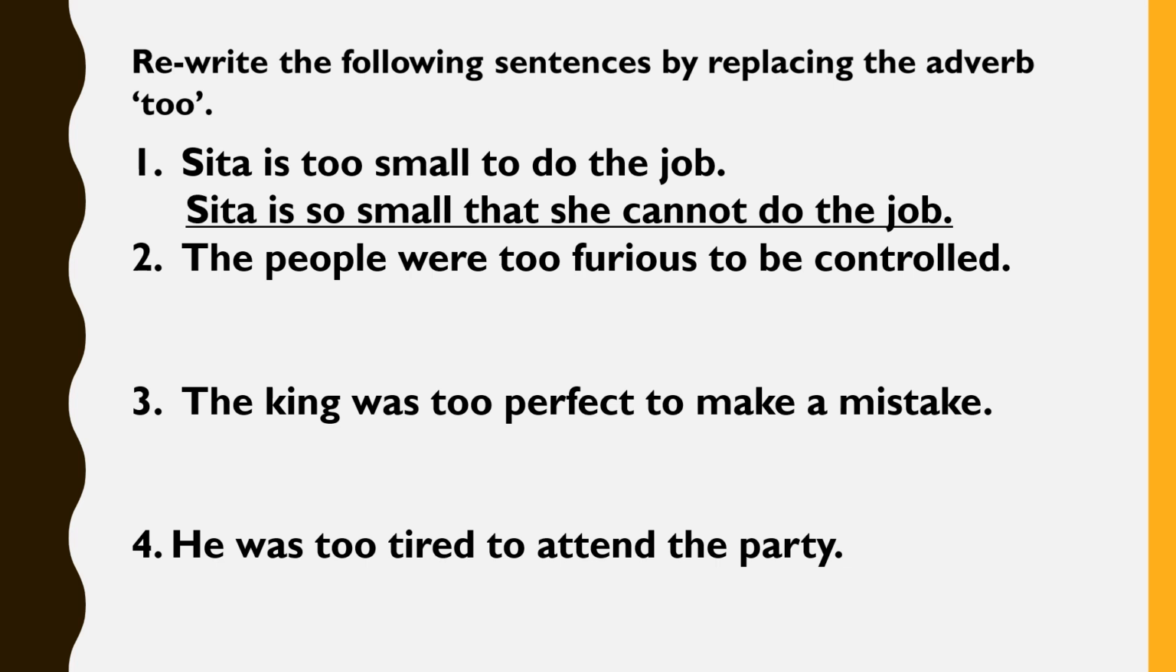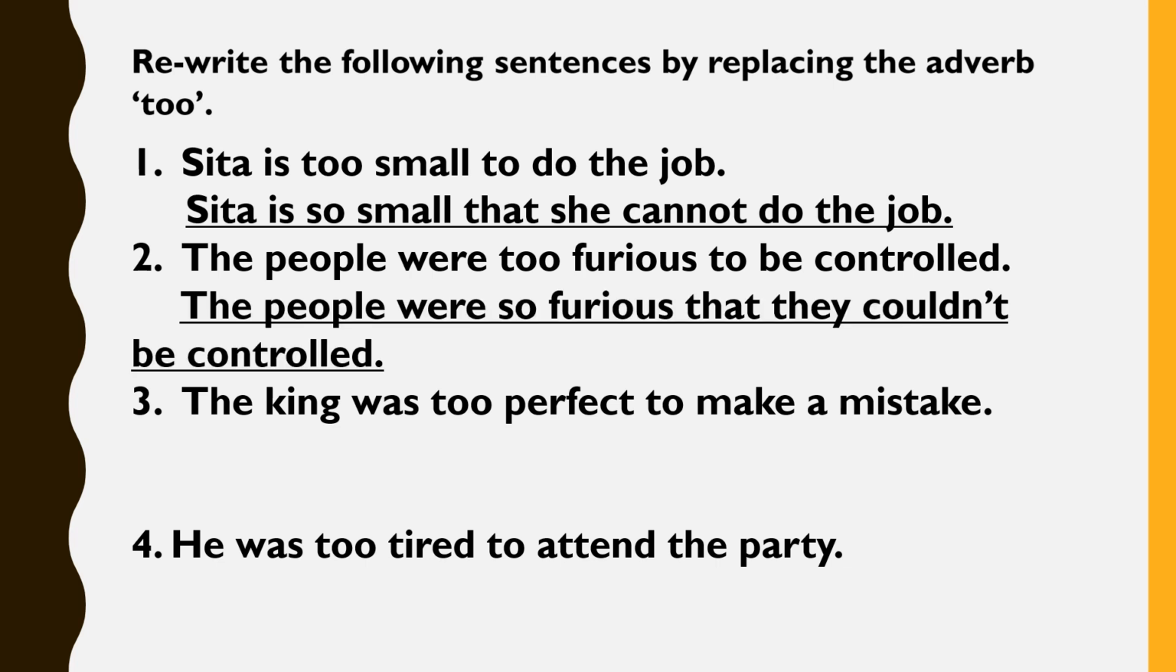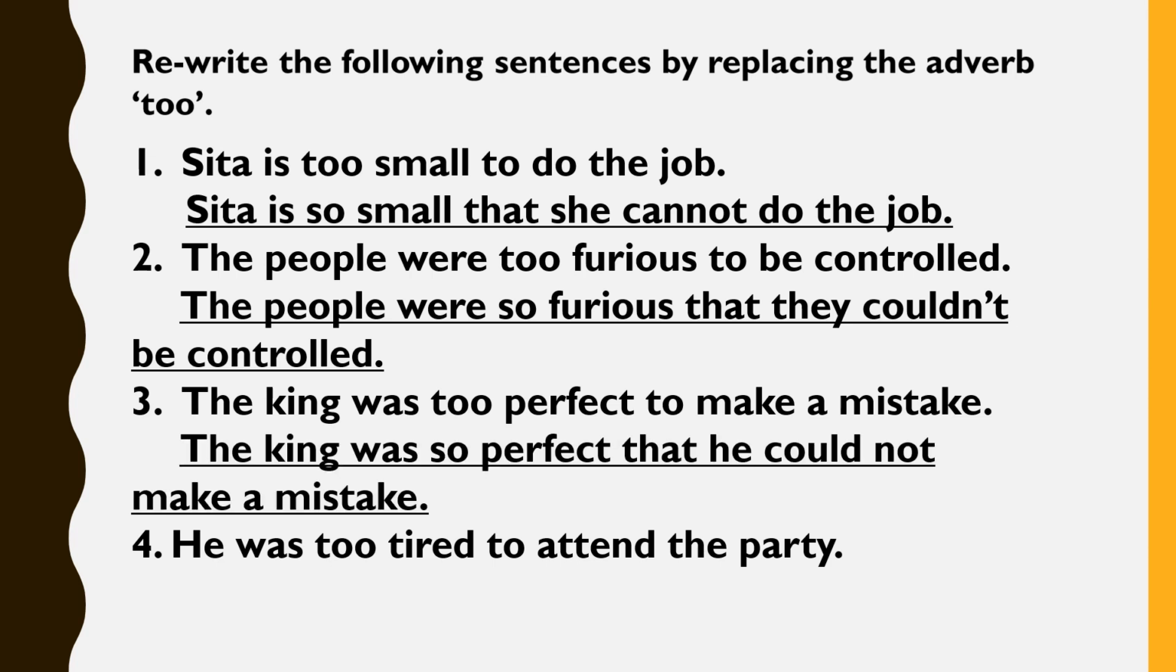The second sentence, the people were too furious to be controlled. Answer, the people were so furious that they couldn't be controlled. The third sentence, the king was too perfect to make a mistake. Answer, the king was so perfect that he could not make a mistake.